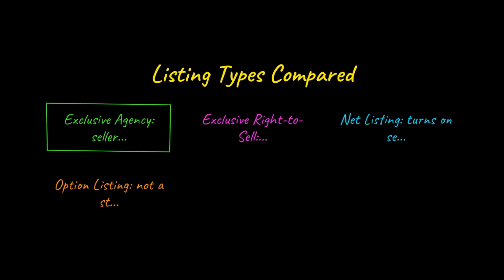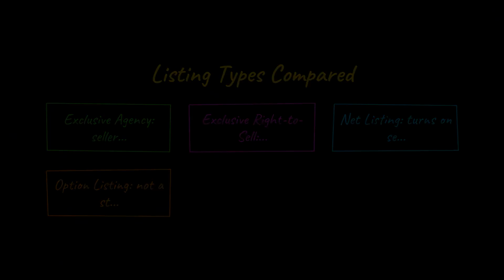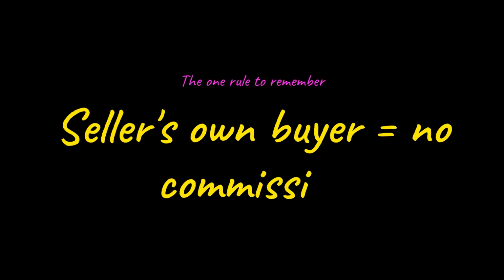Contrast this with other listing types. An exclusive right to sell listing owes the broker a commission no matter who finds the buyer, even the seller herself. A net listing hinges on the seller's target net figure, not buyer source. An option listing is not a recognized standard type. Only the exclusive agency listing preserves the seller's personal sale exemption. When a question describes a listing where the seller owes nothing if she personally finds the buyer, but owes a commission if any agent does, that is always the exclusive agency listing. The reserved right of personal sale is its defining mark.